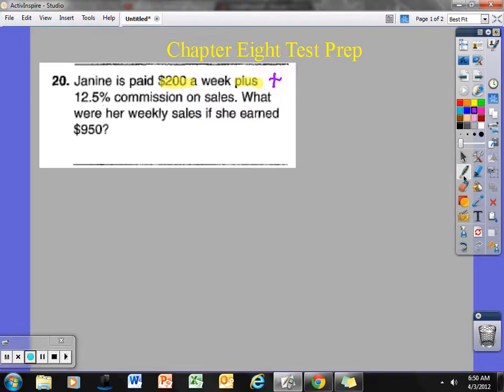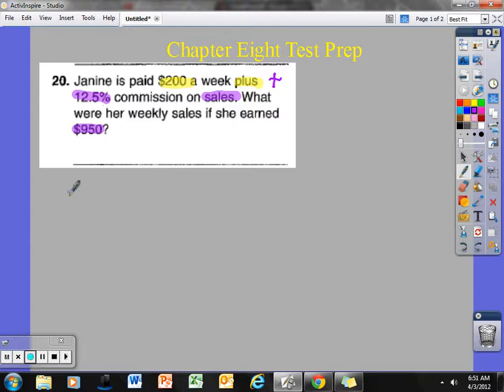Plus she's getting an additional 12.5% commission on sales. What that means is she's making 12.5% for each sale that she makes. So however many sales she makes, she's getting 12.5% of that. The more sales she makes, the more money she's going to make. Now, what were her weekly sales if she earned $950 last week?